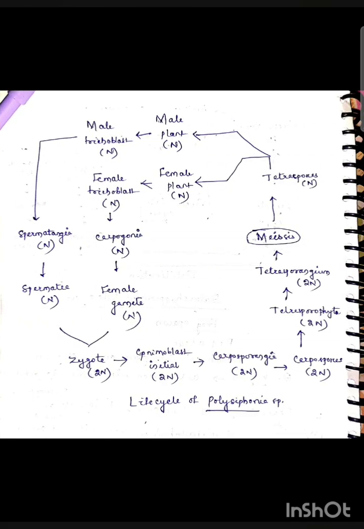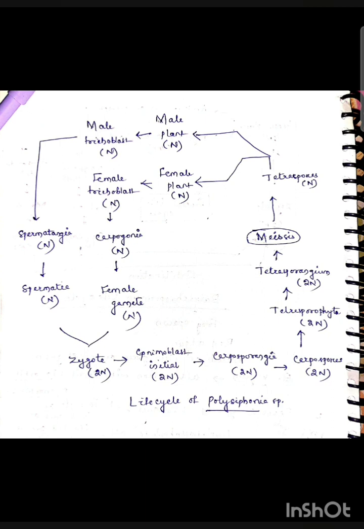Then the life cycle of Polysiphonia. Polysiphonia has a polysiphonous nature of thallus which consists of an axial siphon surrounded by a number of pericentral siphons. The plant body consists of a decumbent portion and an upright portion. Generally the sexual reproduction is oogamous type. Male sex organ is called spermatangia, female sex organ called carpogonia, and they produce spermatia and female gamete. They fuse together to form zygote.